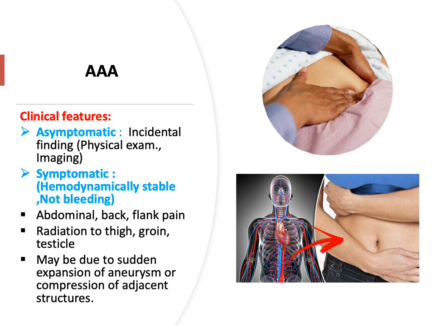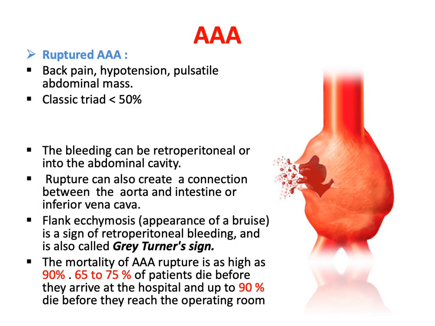What are the symptoms of symptomatic AAA but without rupture? Abdominal pain, back pain, or flank pain. This pain may radiate to the groin, thigh, or testicles. This may be due to sudden expansion of the aneurysm or compression of the adjacent structures. Third clinical presentation is a ruptured AAA. So the presentation is either asymptomatic and found incidentally, or symptomatic without rupture, or ruptured AAA.